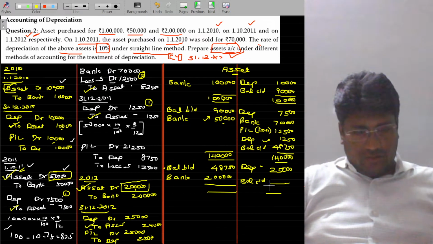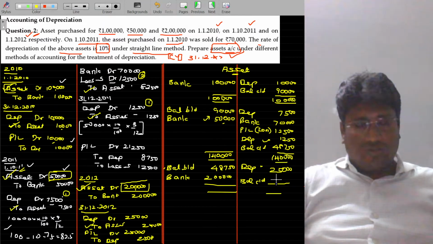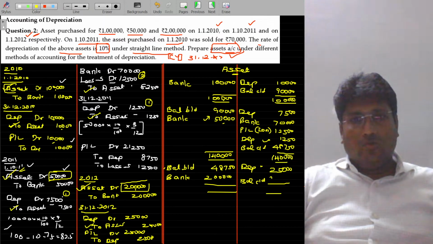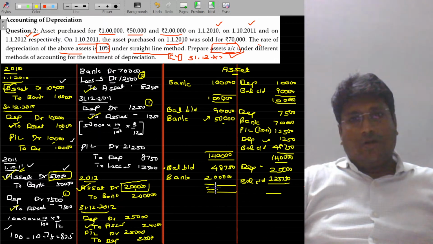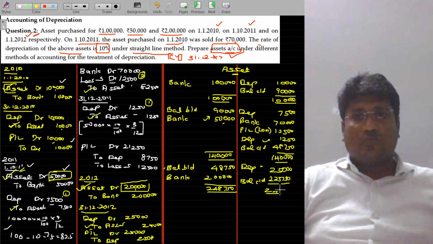Final balance here being 2,23,750. Am I right? 2,23,750. 2,48,750 being the total of both the sides. And balance carried on becomes balance brought down for the next year being 2,23,750. Okay.